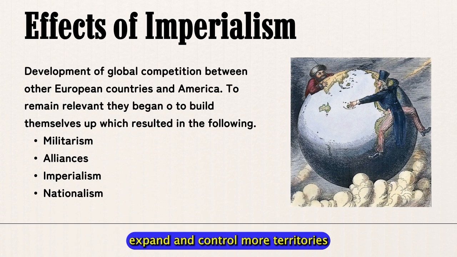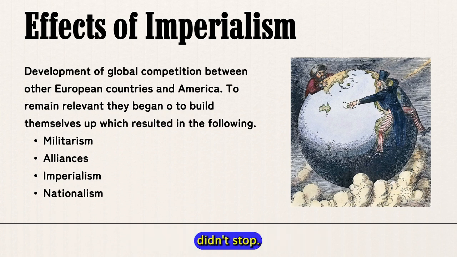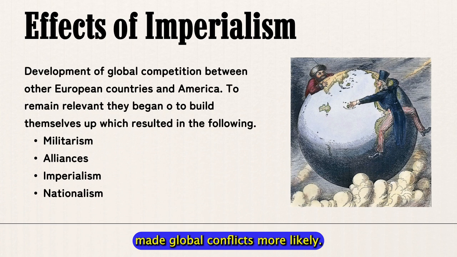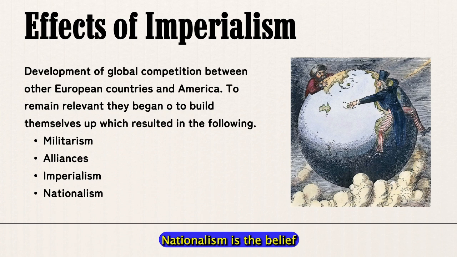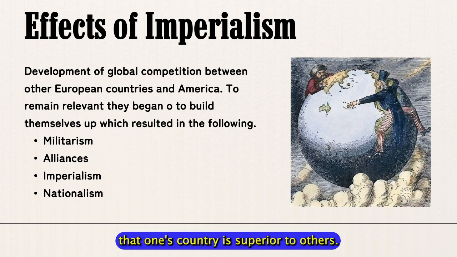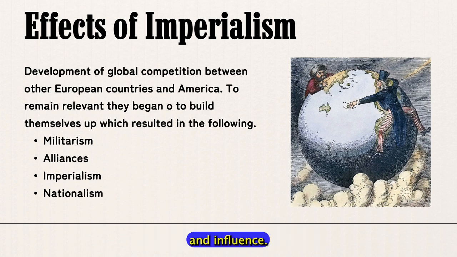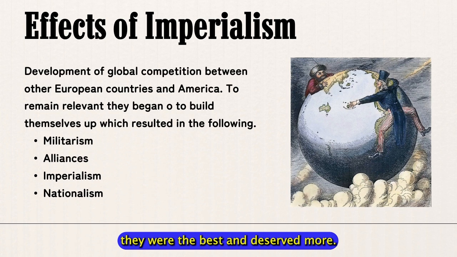Third, imperialism itself. The desire to expand and control more territories didn't stop. Countries continued to take over new colonies, which only increased the competition and tension between them. This cycle of imperialism made global conflicts more likely. Finally, nationalism. Nationalism is the belief that one's country is superior to others. This feeling grew stronger as countries competed for power and influence. Nationalism encouraged people to support imperialism and militarism, but it also caused rivalries between nations as each believed they were the best and deserved more.